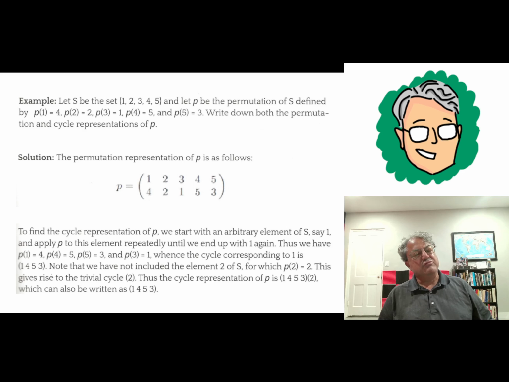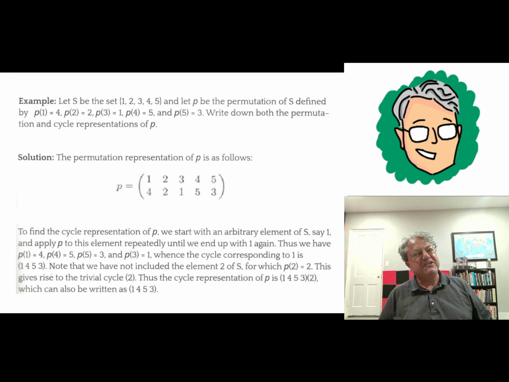Well, to get the cyclic representation, we can start with 1. It's usually best to start with the first element of the set. That's what I'm calling S sub 0. So S sub 0 is 1. 1 gets mapped to 4. Now we see what 4 gets mapped to, and 4 gets mapped to 5, then we see what 5 gets mapped to. 5 gets mapped to 3, and then 3 gets mapped back to 1.